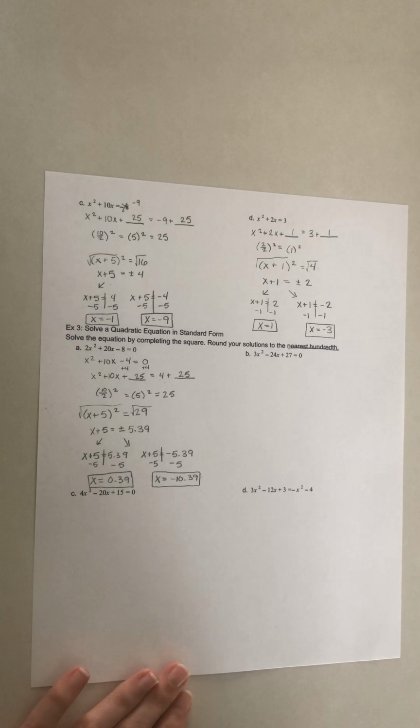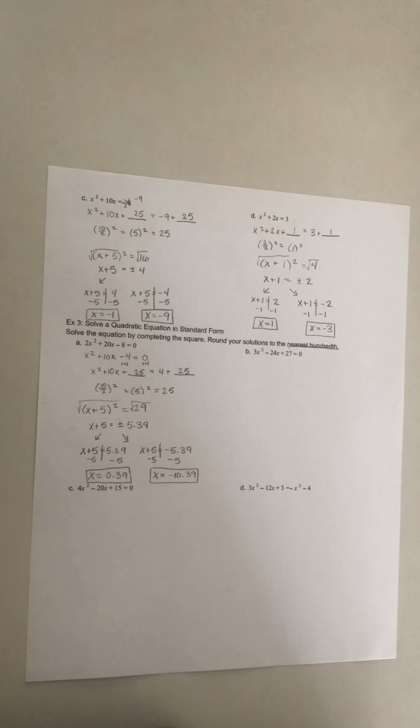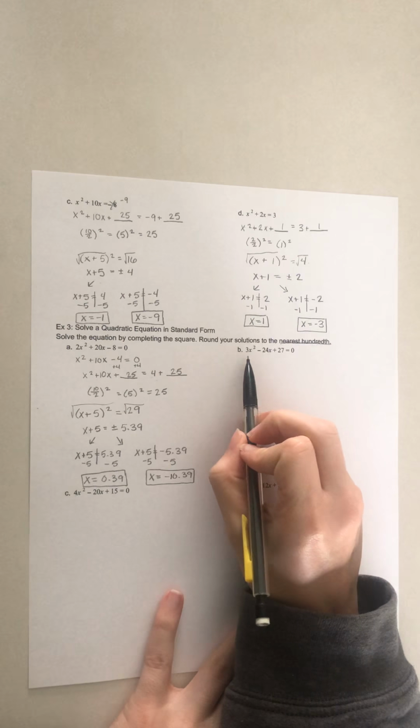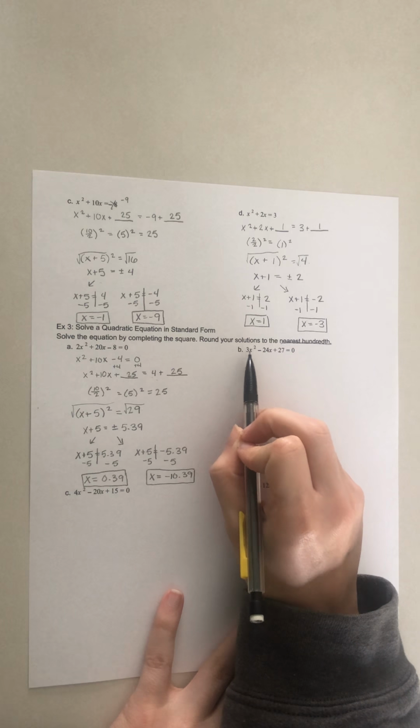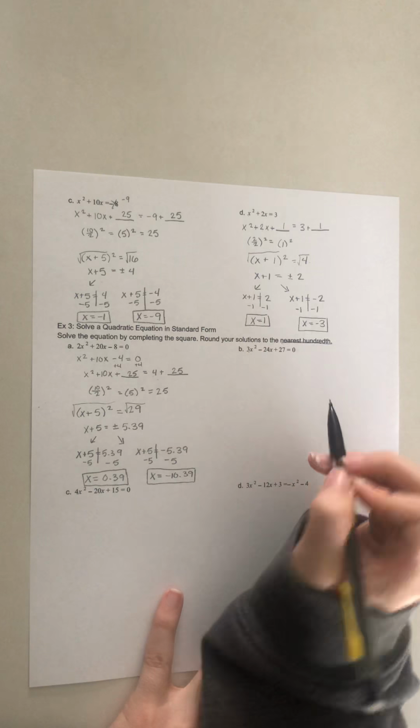Okay, so what I want you guys to do is try to pause it. Try out B if you can, and then you can come back on and check your answers. Otherwise, you can follow along with what I am doing. So first thing is we have a 3 in front, so we do have to get rid of that 3. So you're going to divide each term by 3.